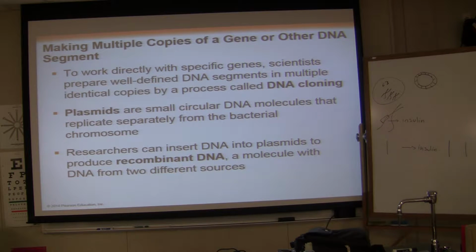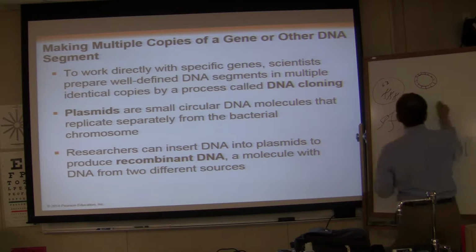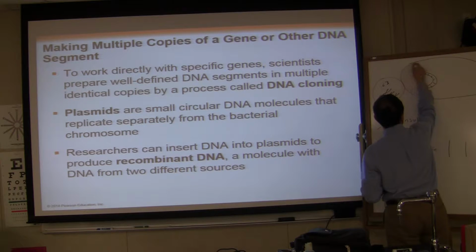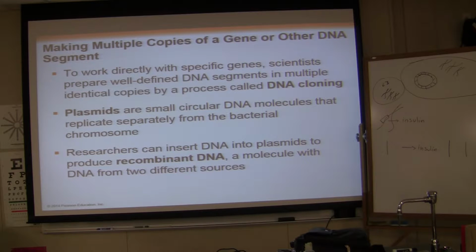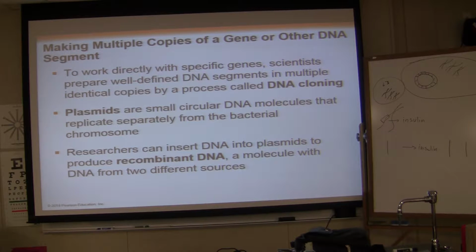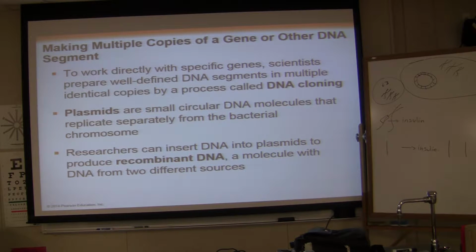Right here. Plasmid is a circular DNA, small circular DNA that replicates separately from bacterial chromosomes. So if you have this inside of a bacteria, and bacteria have its own chromosomes, for example, like that, then the plasmids multiply by itself. So the definition of plasmid is a circular DNA. That's just small circular DNA.